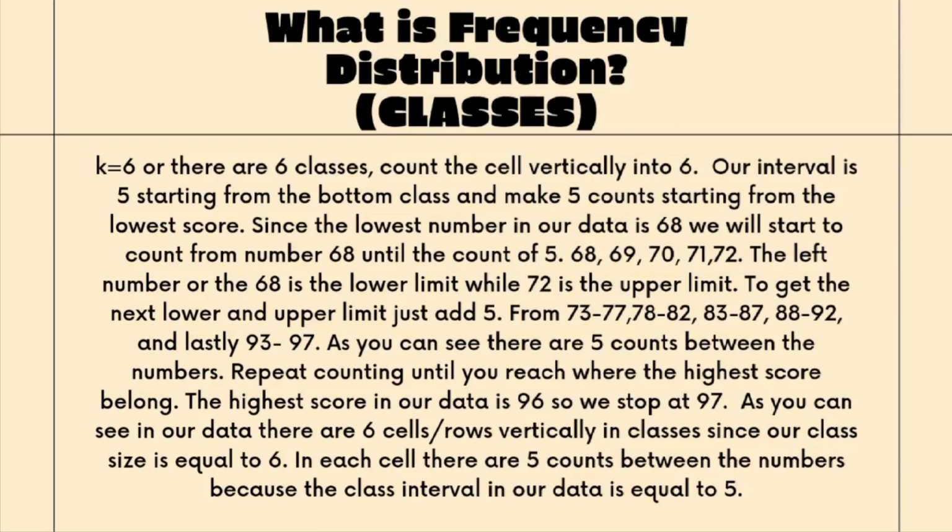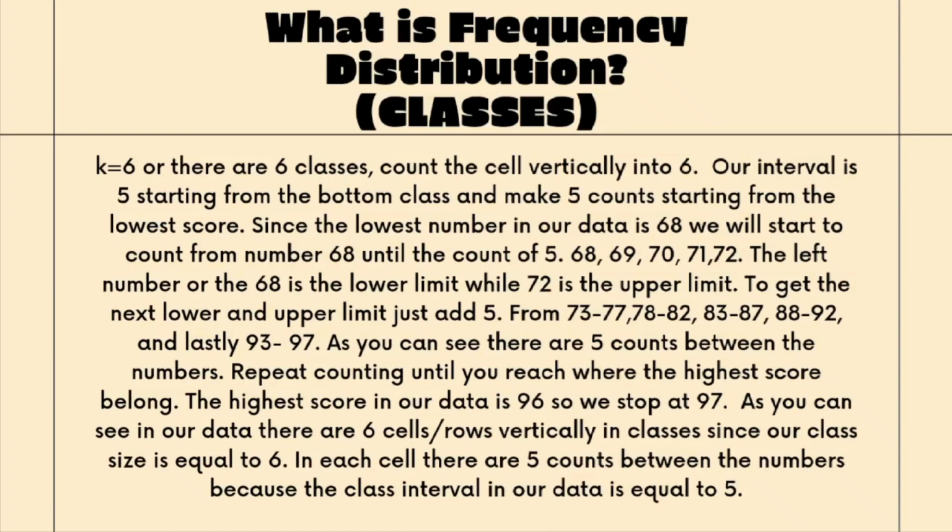The left number, or the 68, is the lower limit, while 72 is the upper limit. To get the next lower and upper limit, just add 5. From 73 to 77, from 78 to 82, from 83 to 87, from 88 to 92, and lastly, from 93 to 97. As you can see, there are 5 counts between the numbers. Repeat counting until you reach where the highest score belongs. The highest score in our data is 96, so we stop at 97.